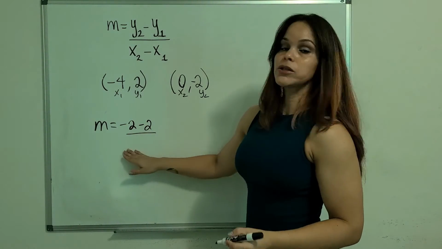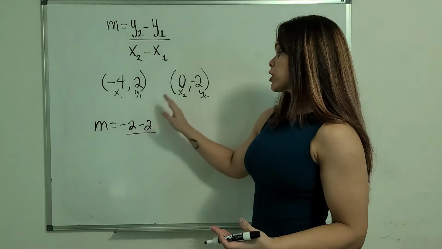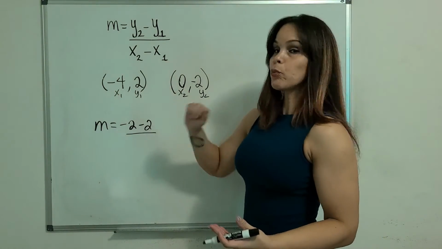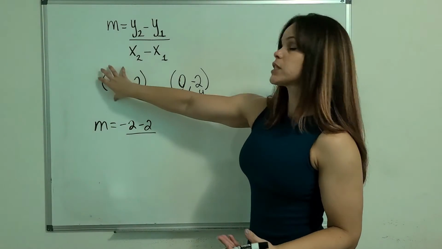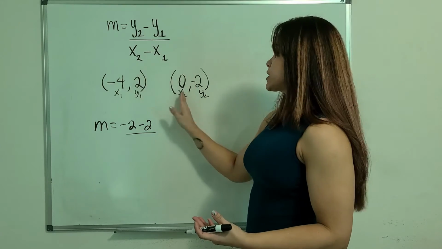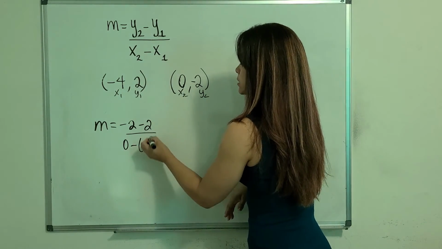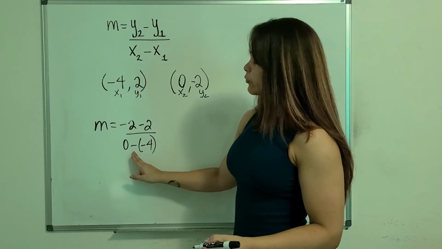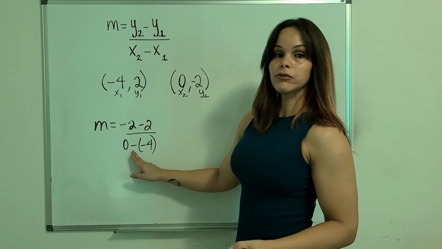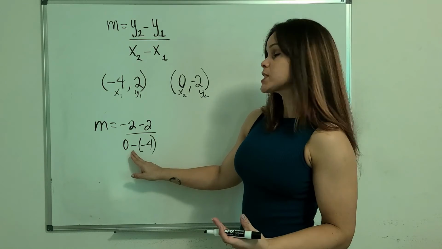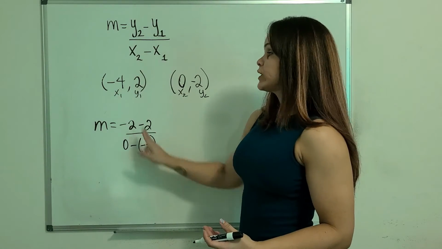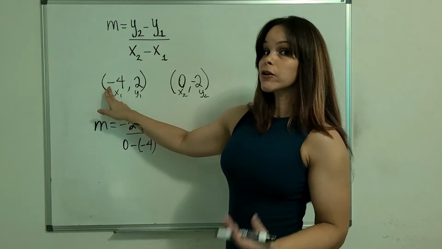Now here it's going to be the difference between the x coordinates, which is going to be x sub 2 minus x sub 1. So it's going to be 0 minus the value that is here. So it's going to be 0 minus minus 4. And I'm emphasizing this because I don't want you to confuse the sign here representing the subtraction sign of the formula with the sign of the coordinates. So be very, very careful with that.